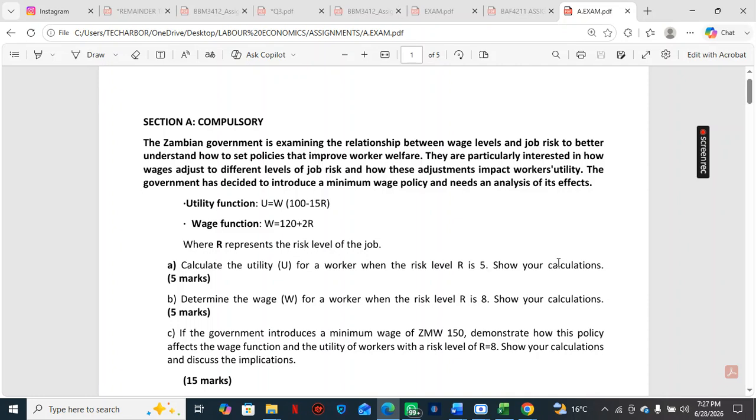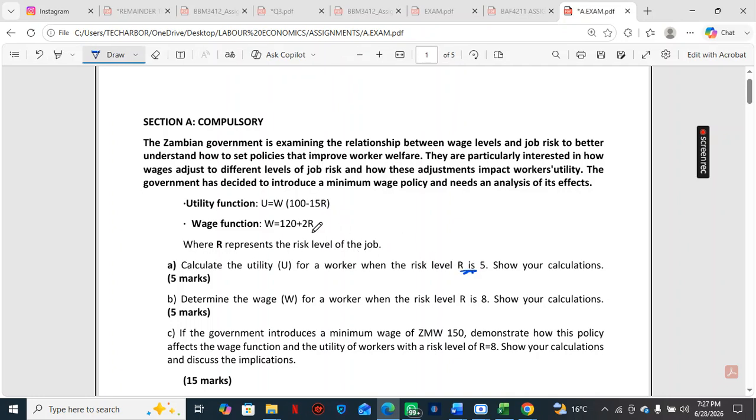Show your calculations. So basically in this question, we're trying to see the relationship between satisfaction and the risk level. Your job satisfaction and the risk level attached to your job. So part A, this is what we're going to do. We need to find the utility when the risk level R is 5. First, we need to get the wage, because before you can get the utility, have you seen this W in this utility function? This W represents the wage. So we need to get the wage first, then we can calculate the utility.